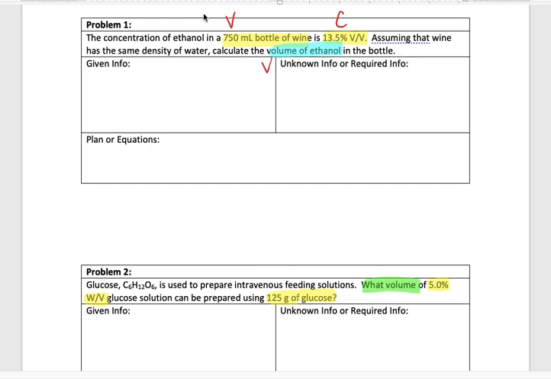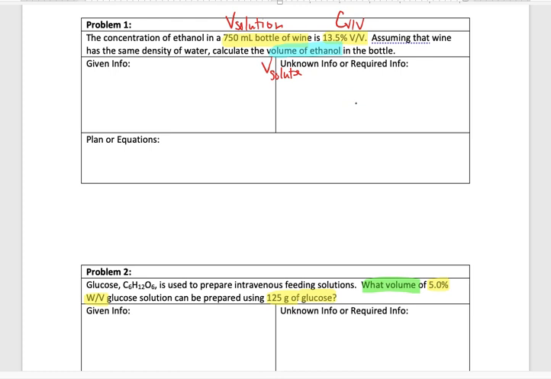Okay, so here we have our volume concentration, PV, and we have our volume of the bottle, and we want to know how much volume of ethanol is in the bottle. So this is the solute. Let's assume the wine is right up to the top, 750 milliliters, so this is the solution. Then start thinking about what formula we need here.